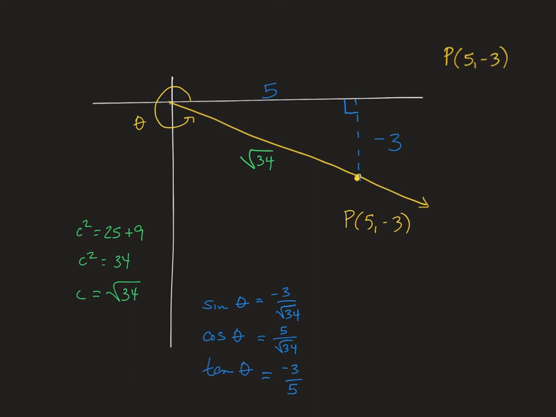There we go. So that's going to give us the ability then, if we know any point that a terminal arm passes through, we could create the right triangle, and we could determine those ratios. Now, I just want to step back for a second, and I want you to notice that there's one key feature that we did not label on the diagram. I'm going to label it now.